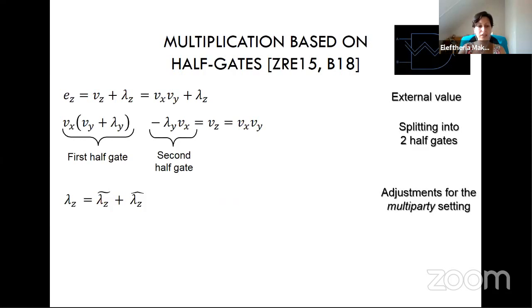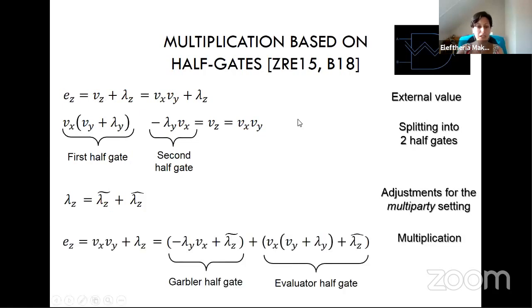Okay, and how are we going to then garble and compute this external value? We are going to take these half gates we split before and add the corresponding permutation elements. By the way, I didn't mention these permutation elements have to be random, but they have to add up to lambda z, of course, the permutation element at the output wire.